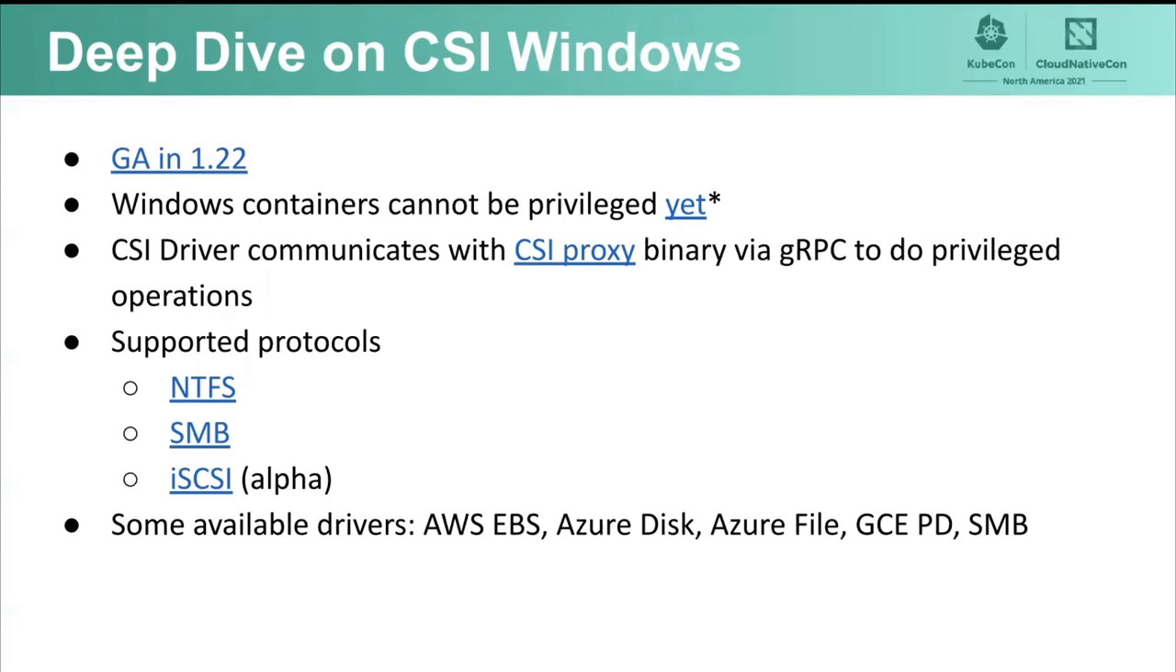So the next feature I'm going to talk about is CSI Windows. This feature GA'd in 1.22. To deal with the lack of Windows privileged containers support, the team has created a binary called CSI proxy. It runs as a service on every host, and CSI drivers communicate with it through gRPC to perform any privileged operations they need to do, such as formatting disks and mounting disks. Currently, it supports operations for NTFS-based file systems, Samba, and iSCSI support is available in Alpha as well. And there are a couple of known drivers that have already implemented support for the CSI proxy API.